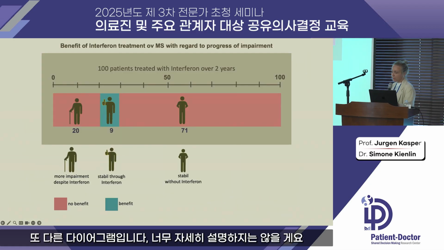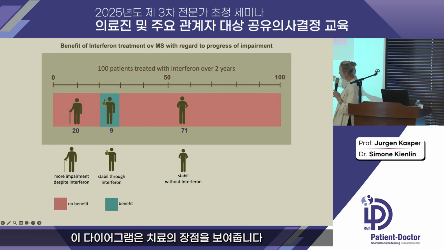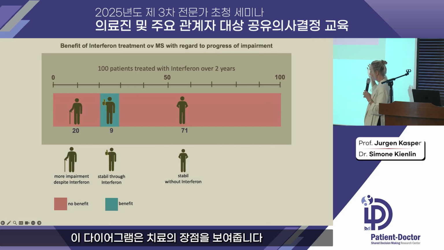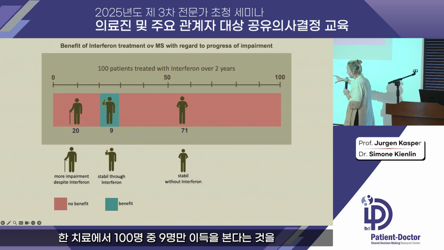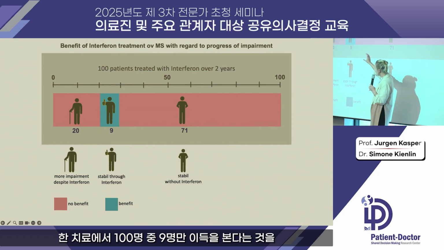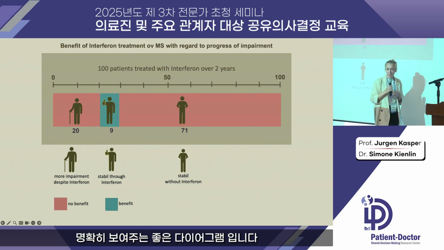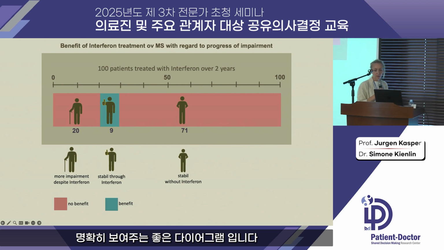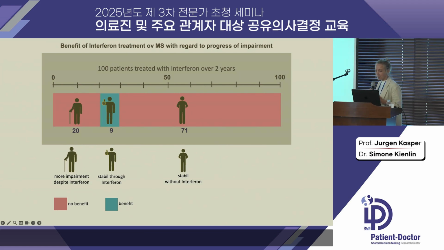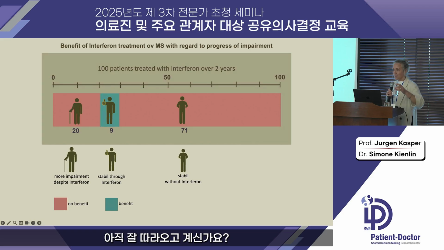Another type of diagram is this. I'm not going to go into detail on this, but this diagram shows the benefits of a treatment and shows clearly that only 9 out of 100 patients have a benefit from the treatment. So this is another kind of diagram and very well evaluated. Okay, are you still following me?